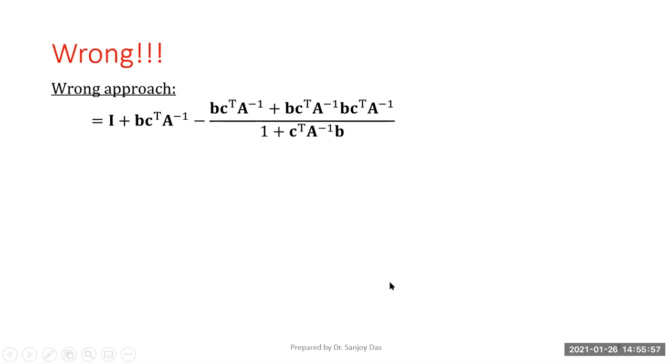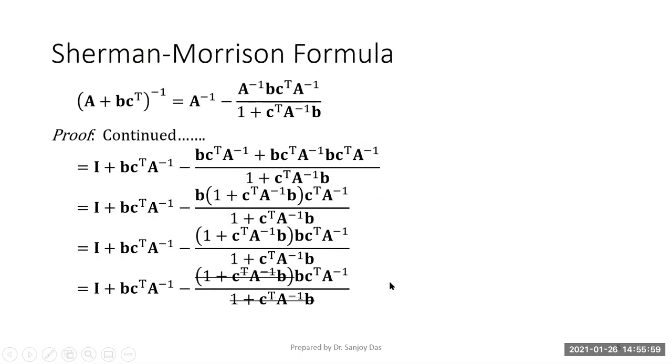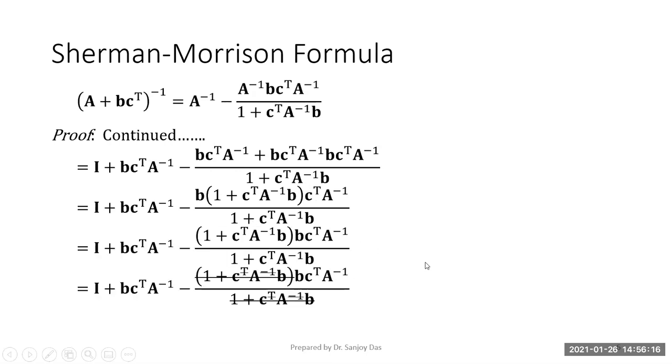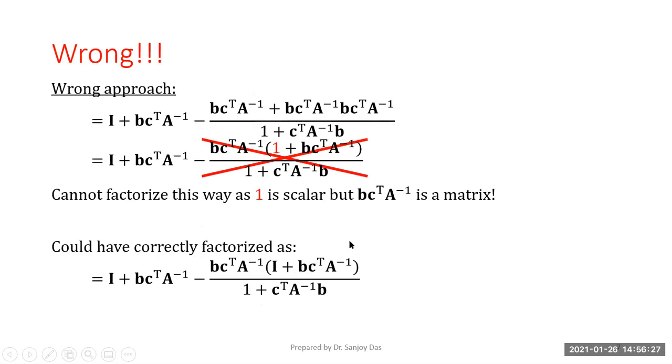But if you go back to the previous slide, what I did was I took B common on this side and C transpose A inverse common on the right side. What I'm left with here is a scalar, and that's equal to the denominator. And that's why I could cancel them out. So you have to do matrix manipulations in a more insightful manner. Any questions?